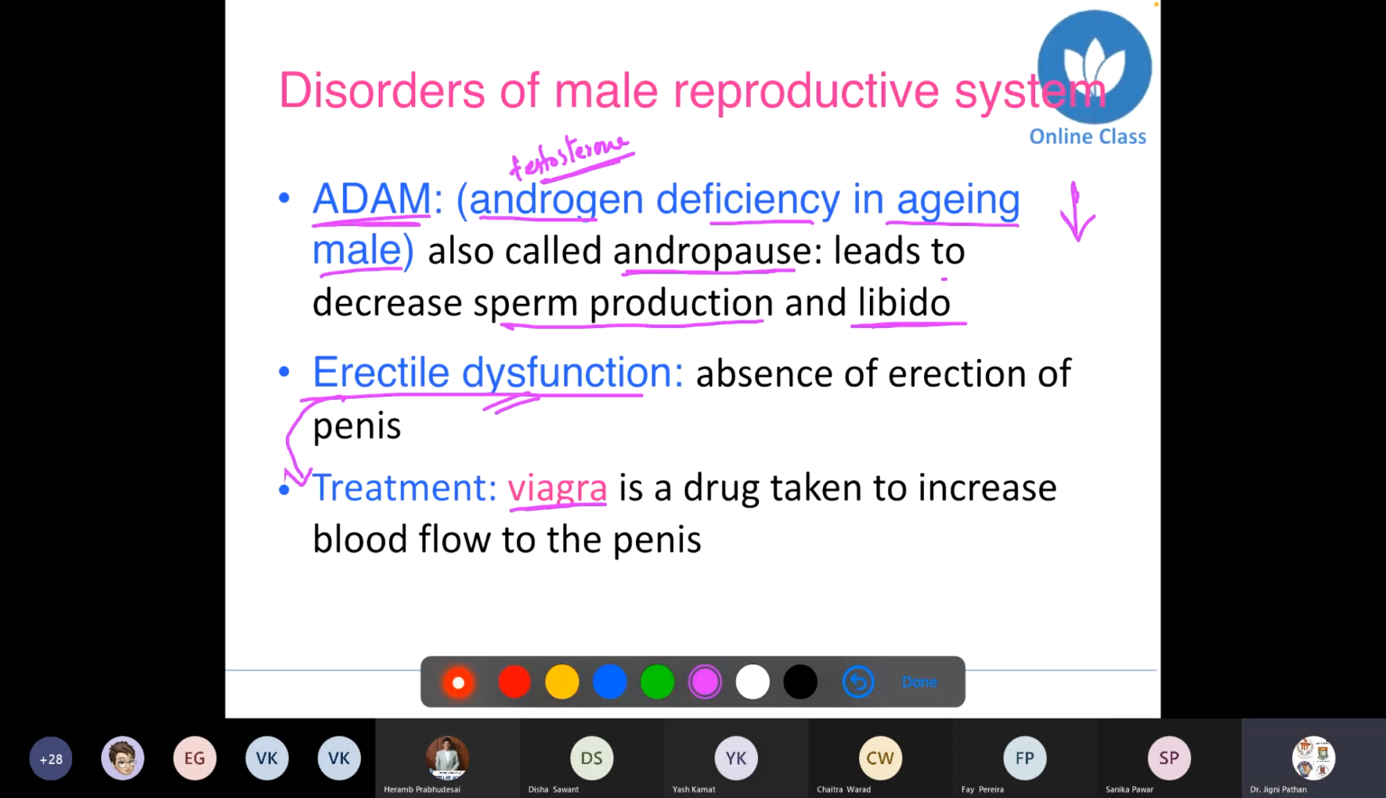Understood? Did you all understand these 2 points? Okay. Do let me know once you're done with writing. Libido is desire for sex. Sanjana, did you understand?